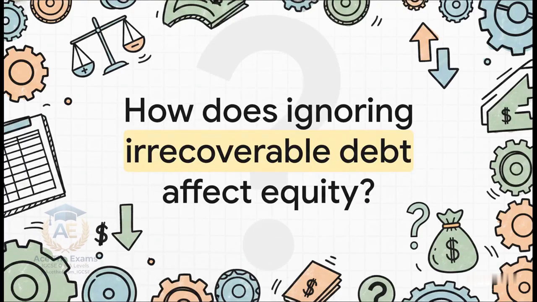We're going to leave you today with a high-level A-star challenge to test your advanced technical methodology. Pause and think about this. If an irrecoverable debt is ignored in the trial balance, how does this specifically violate the prudence concept and mathematically affect the owner's equity? Write down your answer to this exact cause and effect chain. Apply everything we've covered today, trust your procedural logic, and you will absolutely crush the IGCSE accounting exam. Keep pushing your boundaries.